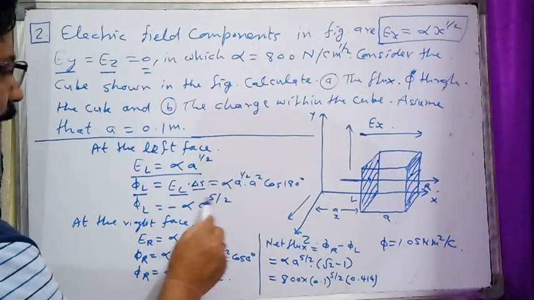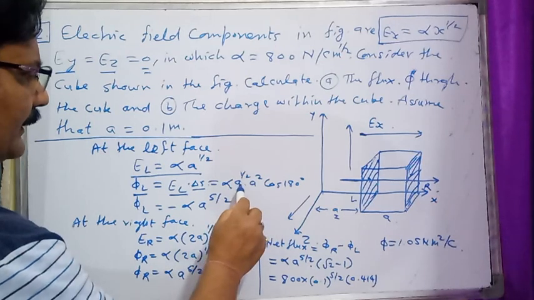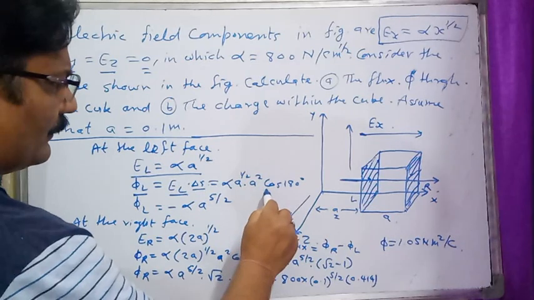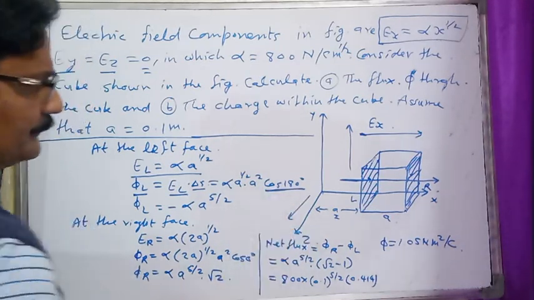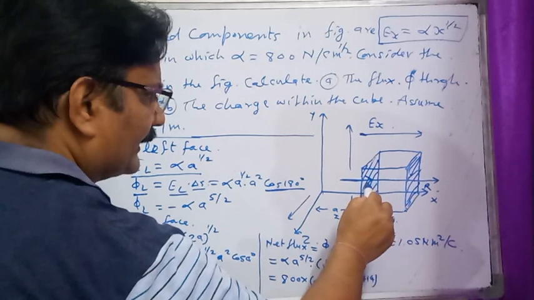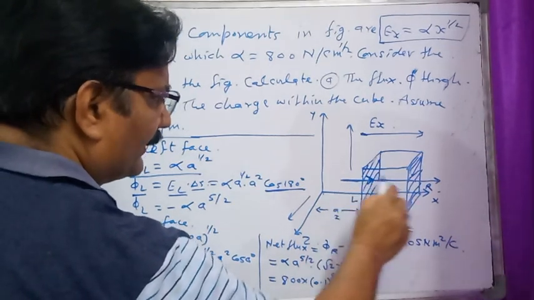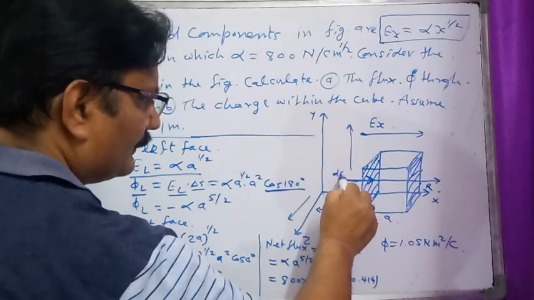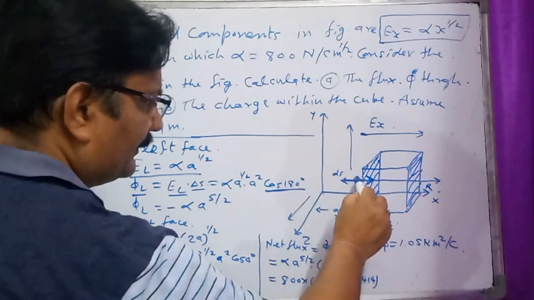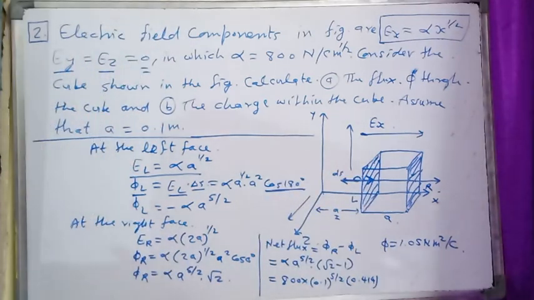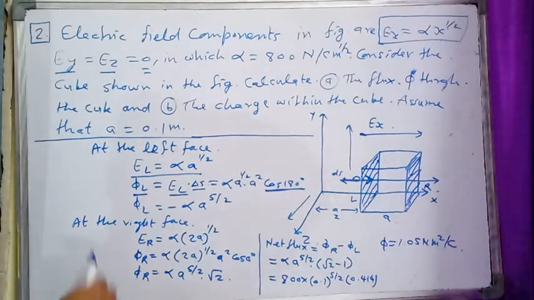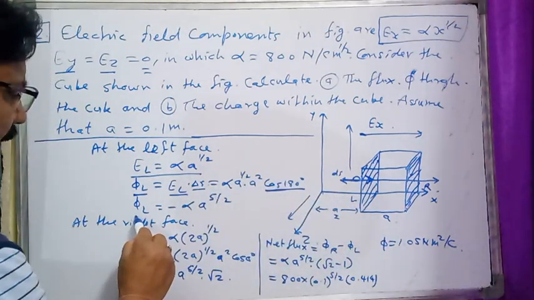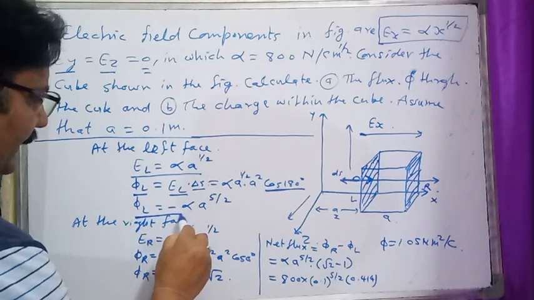Therefore flux passing through the left face of the cube is alpha a to the power half into a square, that is the surface area of the face of the cube, cosine of 180 degrees. Why 180 degrees? The direction of the electric field is inward, but the direction of the area vector of this face is outward towards the left. Therefore the angle between the two is to be considered 180 degrees.